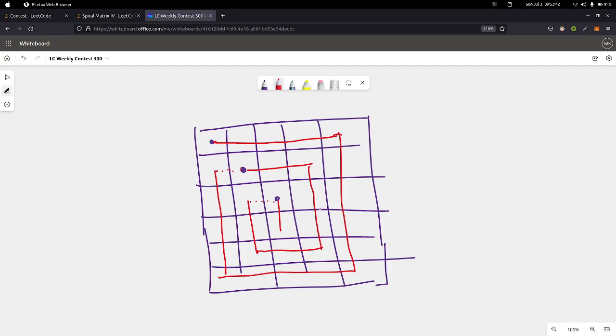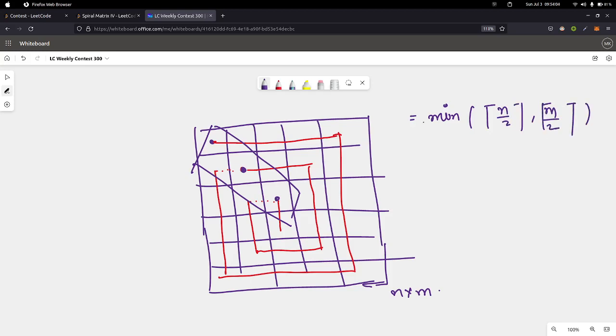So we can make a few observations here. If the dimensions of the matrix are n cross m, the total number of these starting points is equal to the minimum of ceil of n by 2, comma, ceil of m by 2. So the total number of starting points is this value. You can verify it with pen and paper.